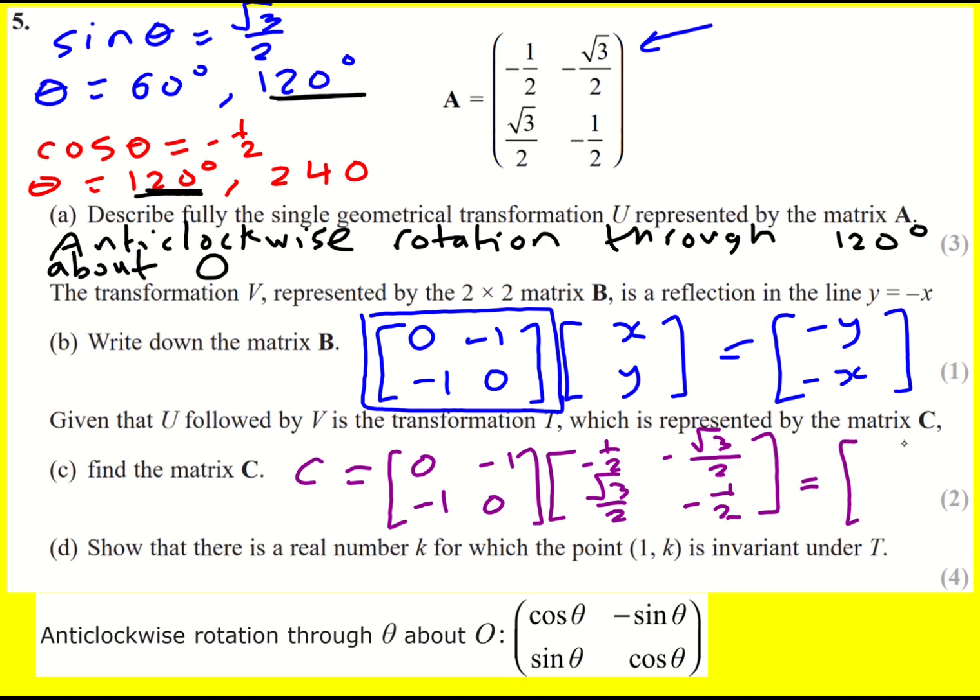And this ends up giving me, so I'm going to multiply along the row and the column, of course, minus root 3 over 2, and then a half, then a half, and root 3 over 2. By the way, this is not going to be a rotation. It looks a bit like it, like I said up here, but this time these two are opposite signs. Of course, it's a rotation followed by a reflection.